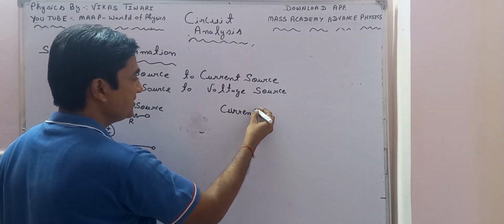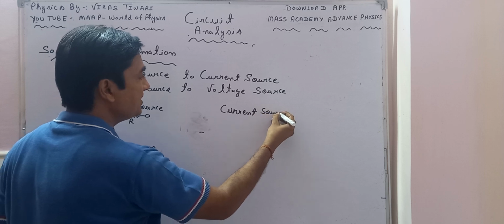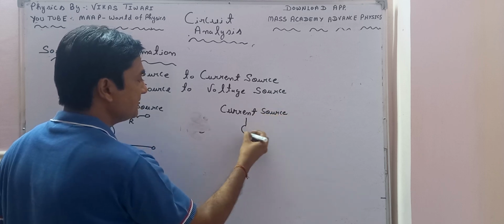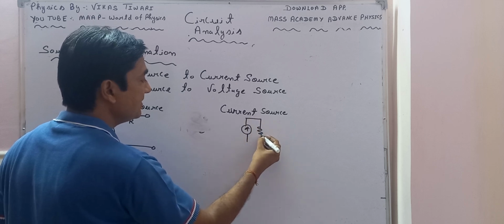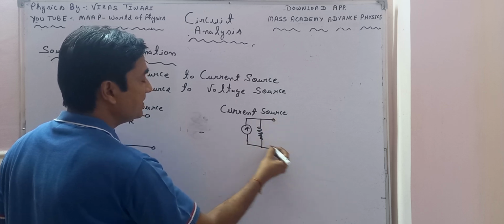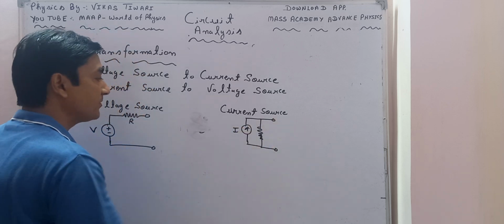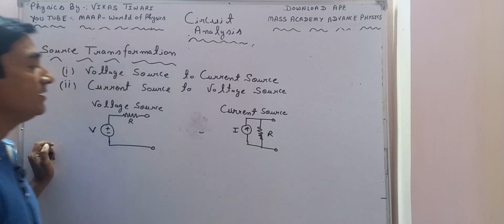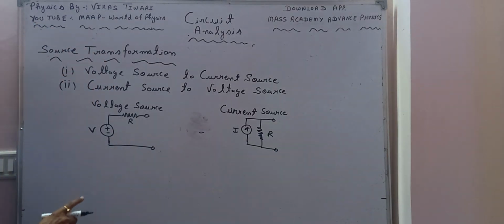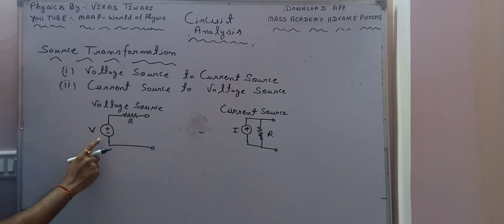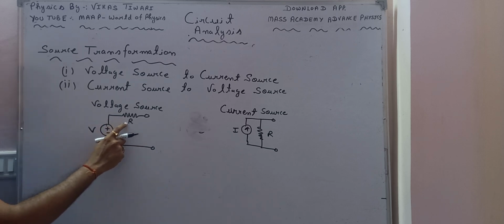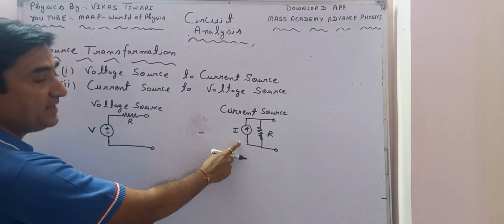And what is the picture of a current source? There is a current source and there is a resistance in parallel with it. The value of the current source is I and the value of the resistance is R. So if we want to transform a voltage source into a current source, we should have at least this requirement: there should be a voltage source and a resistance in series. Then only can we transform it into a current source.